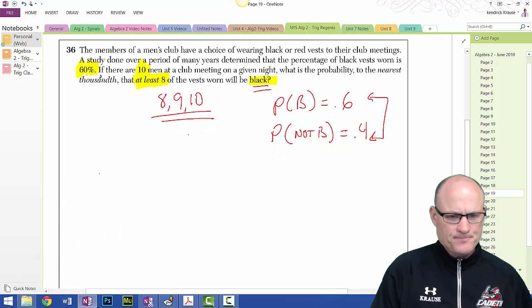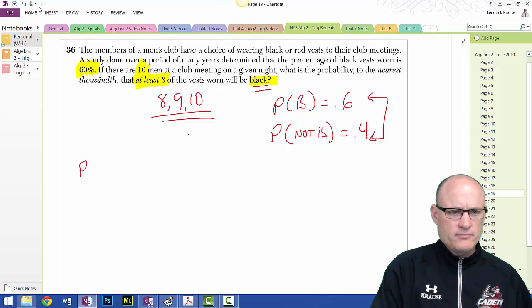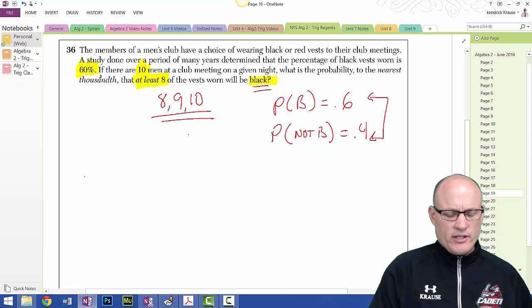Here's the formula. We are going to do the probability, so we need to do 10 choose 8. Oh yeah, you remember this, don't you? Of 0.6 to the 8, 0.4 to the 2. Remember, these two have to add up to 10.